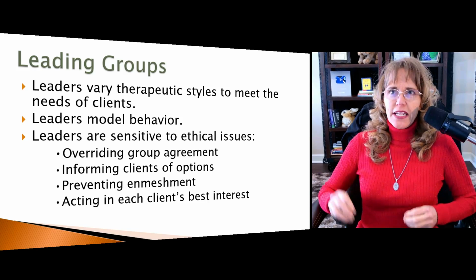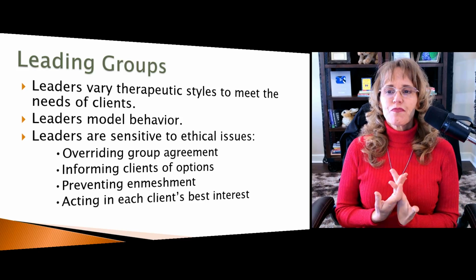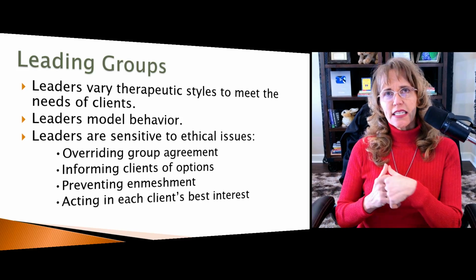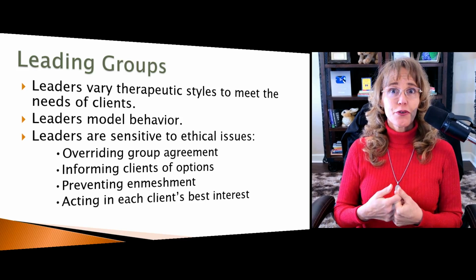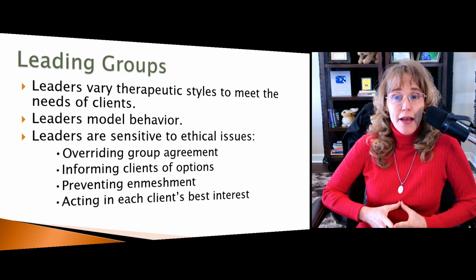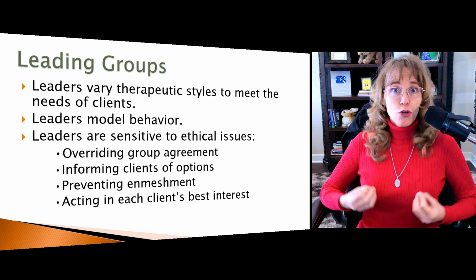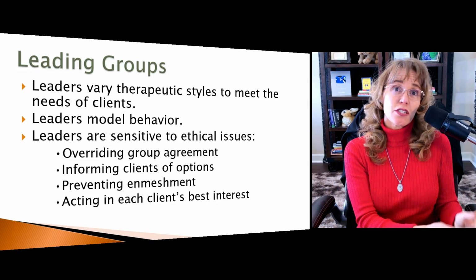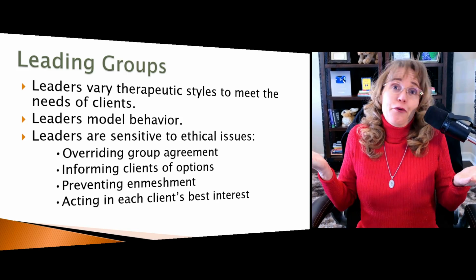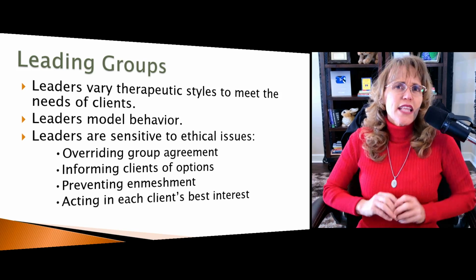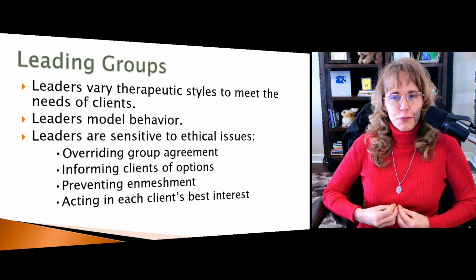Overriding a group agreement. If the group agrees that this is not going well, we need to be really careful about saying, well, I disagree with you and I'm going to trump what you have to say. We also need to pay attention, for example, if a group gets together and decides, hey, this person is really disruptive. If you override that and say, I don't care, they're staying in anyway, what does that do to the sense of safety and the sense of empowerment that people have in that group?